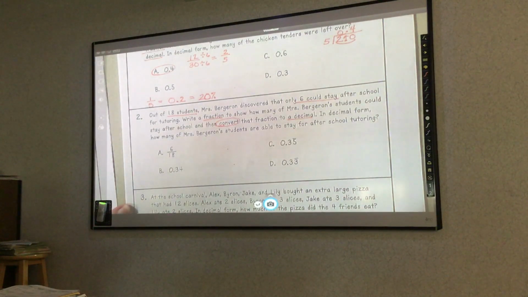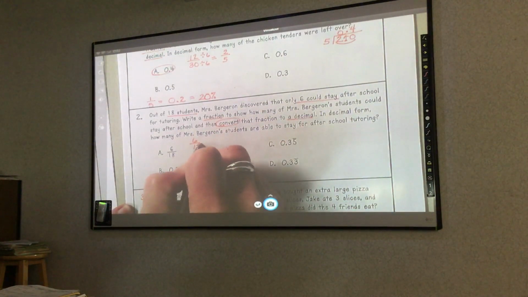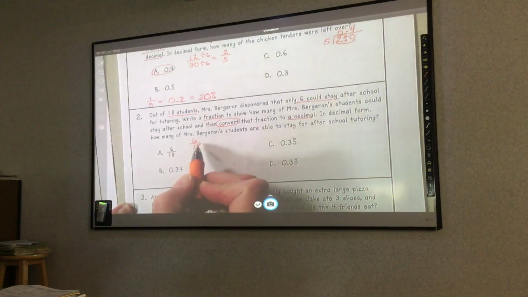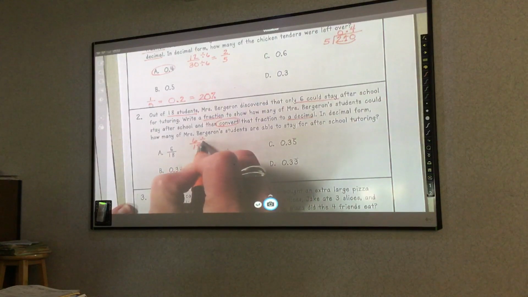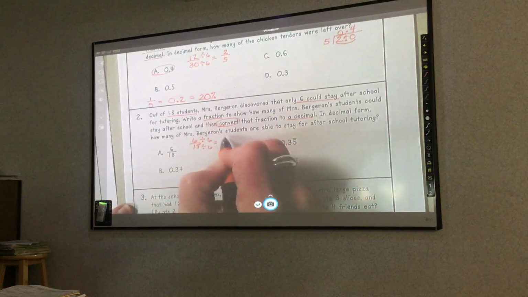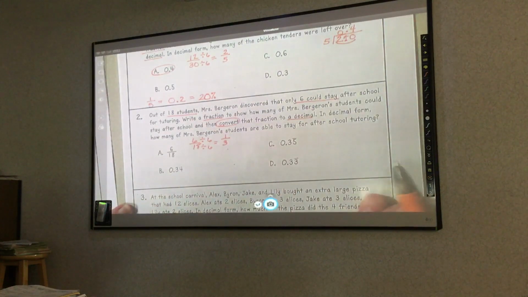So what fraction do I write? Tell me what fraction I write, guys. Say it one more time. Okay, thank you. I can't hear everybody. I write 6/18. That's an option, but is that my answer? No. What do I need to do to the fraction? Divide it or reduce it by what? 6. 6 divided by 6 is? 18 divided by 6 is? Okay, how do I make 1/3?